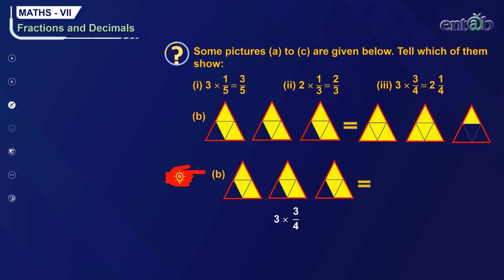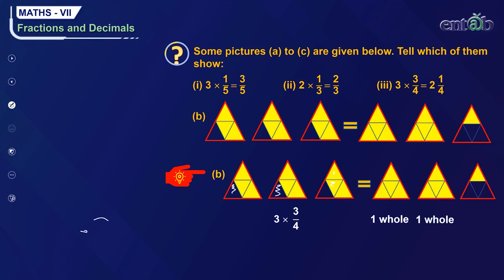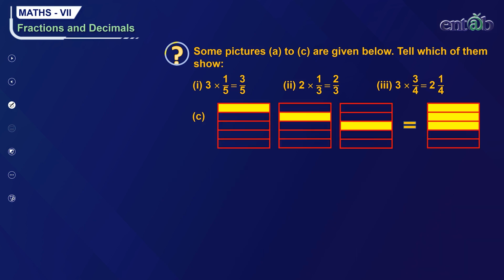Now if I take one shaded part from here and fill this part, one shaded part from here and fill this part, I get 2 whole triangles and I am left with one shaded part. So that becomes 1 whole triangle, 2 whole triangles and 1/4 of a triangle. Thus together it becomes 2 1 by 4. So we can say B is matched to the third part, which is 3 times 3 by 4 is equal to 2 1 by 4.